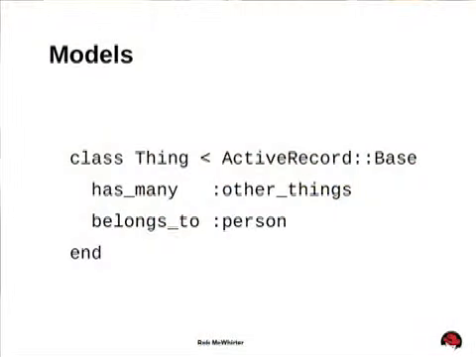So here we see that a thing may have many other things. So they'll link a thing row to many other rows in the other thing table. It may belong to a person, so that's like a one-to-many or a one-to-one relationship. And there's several different types of relationships that Ruby gives you to describe the object format that you want to see from your tabular data.